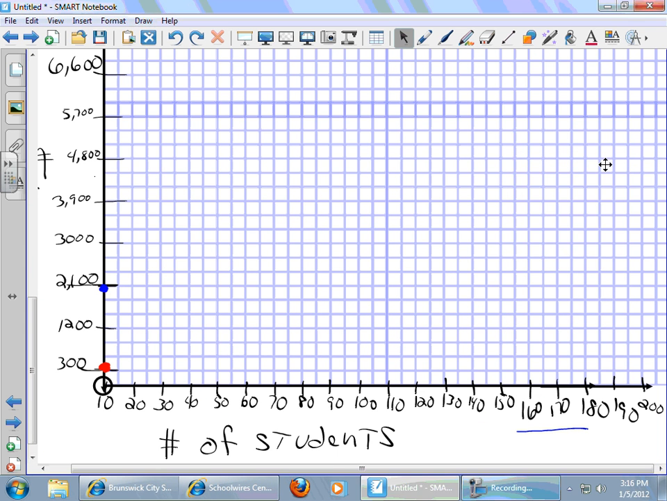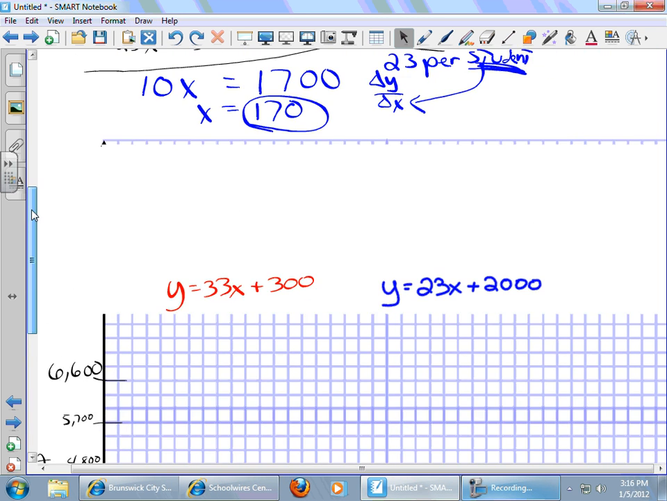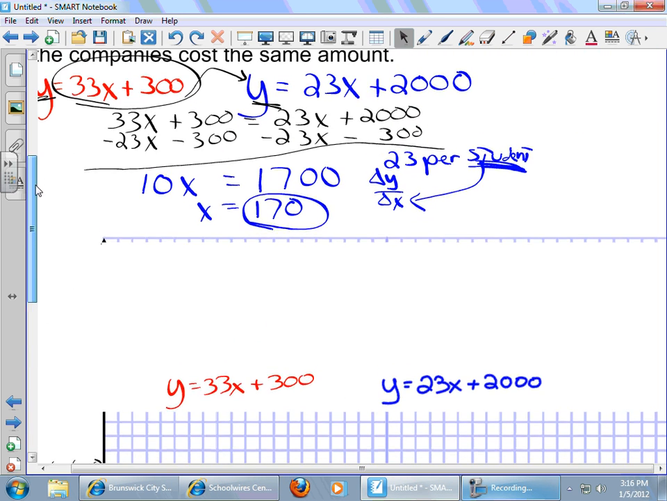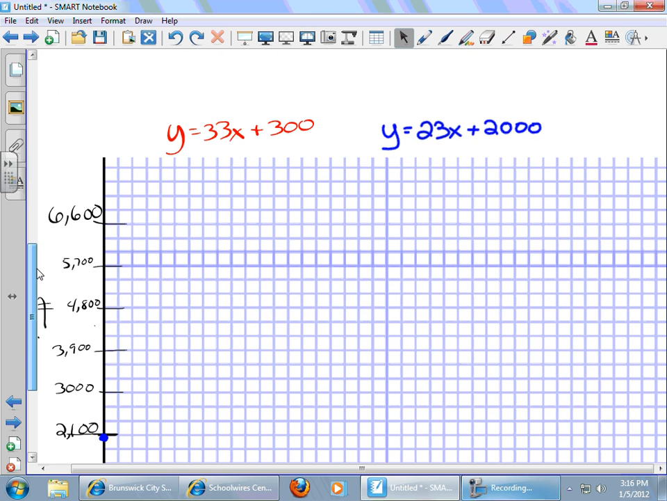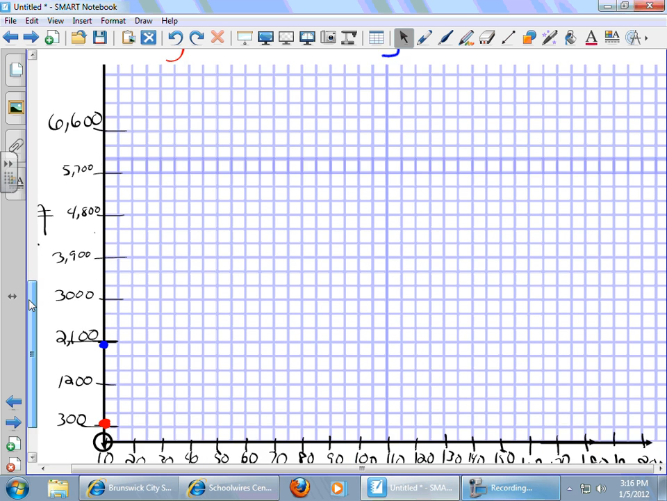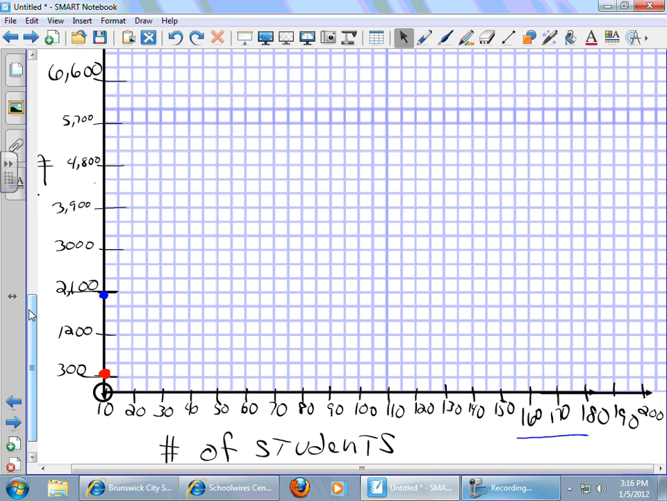Okay, so I have a graph I'm going to make, and that'll help it pictorially. My two equations are y equals 23x plus 2,000 and y equals 33x plus 300. Now, notice on my graph, I don't think you can see that over there. On the x-axis, I did the number of students, and I counted by tens.